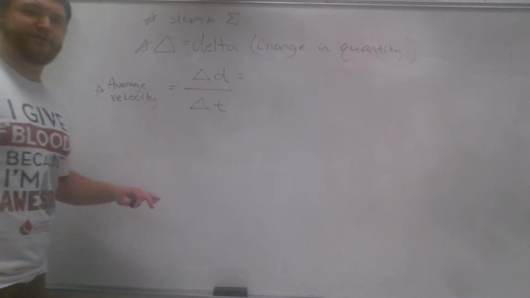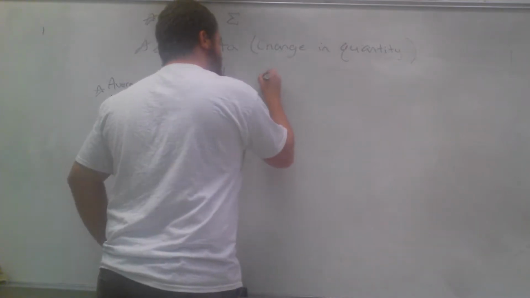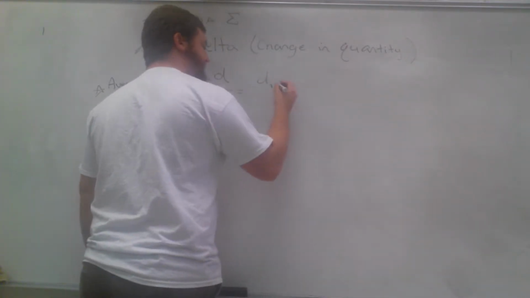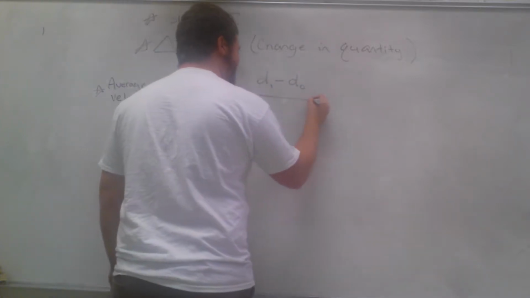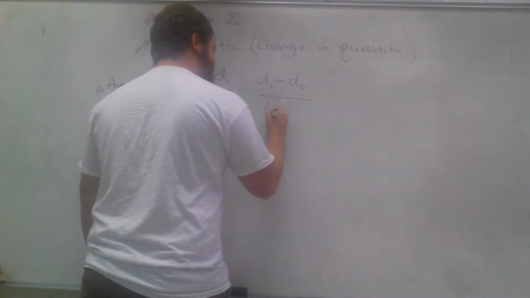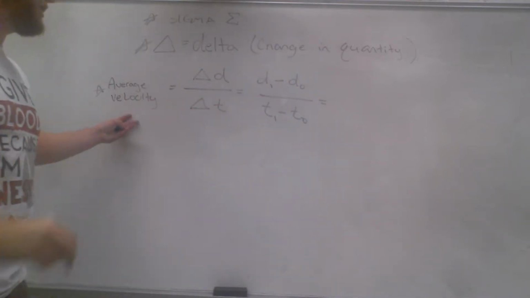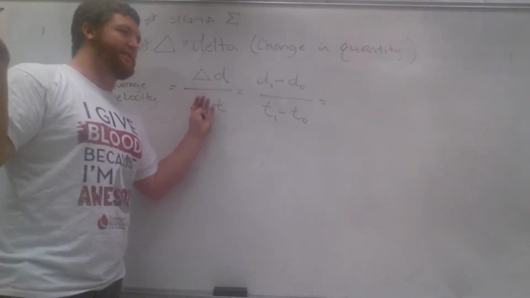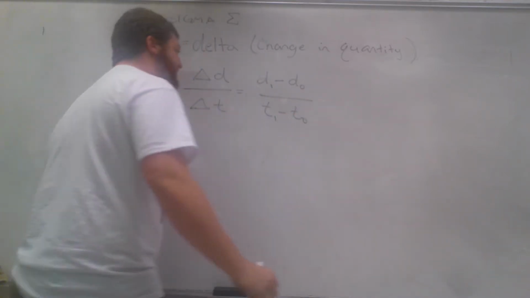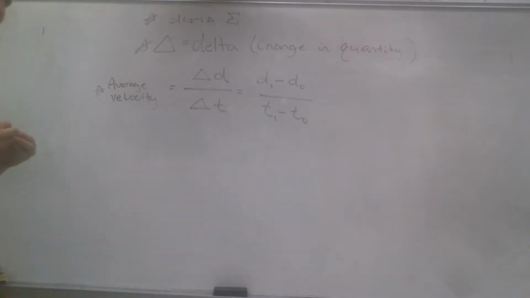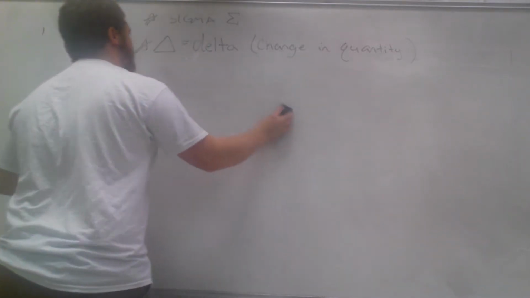But okay, I keep forgetting to start things. So this is really d1, so your final distance minus your initial displacement. I'm gonna keep saying distance. Okay, over your final time minus your initial time. Okay, because if it's the average, you take and combine the beginning and the end and figure out what we're doing over the course of the entire thing. Okay, so that is what this means. That's average velocity.